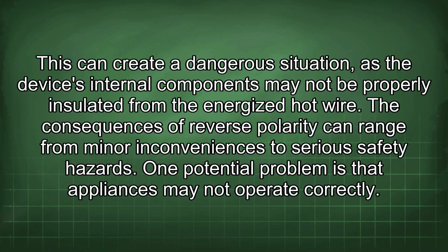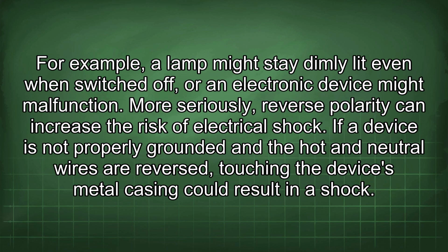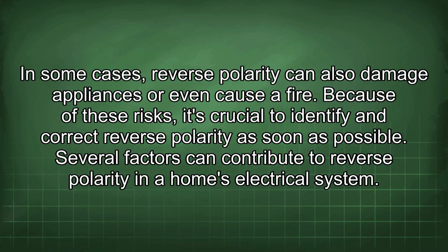One potential problem is that appliances may not operate correctly. For example, a lamp might stay dimly lit even when switched off, or an electronic device might malfunction. More seriously, reverse polarity can increase the risk of electrical shock. If a device is not properly grounded and the hot and neutral wires are reversed, touching the device's metal casing could result in a shock. In some cases, reverse polarity can also damage appliances or even cause a fire. Because of these risks, it's crucial to identify and correct reverse polarity as soon as possible.